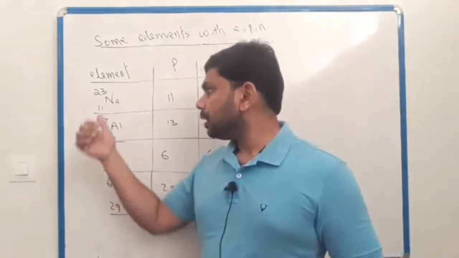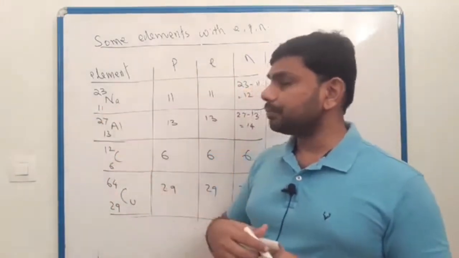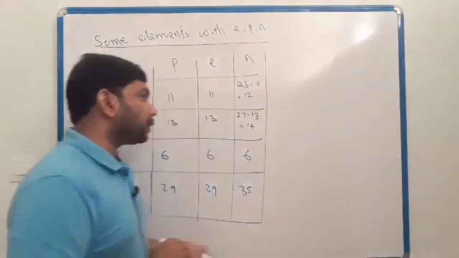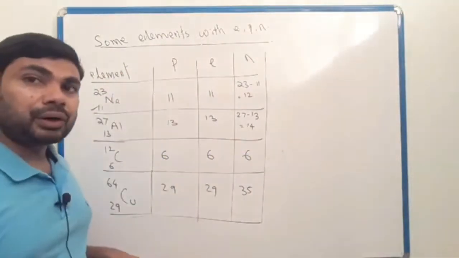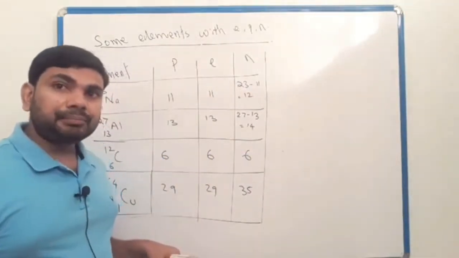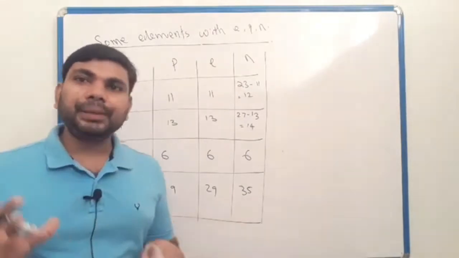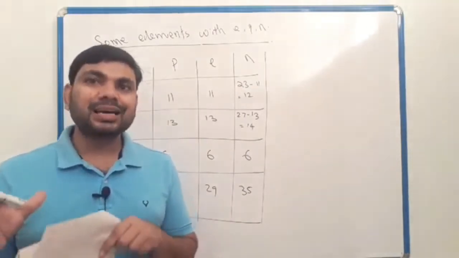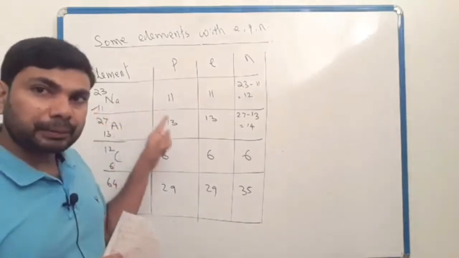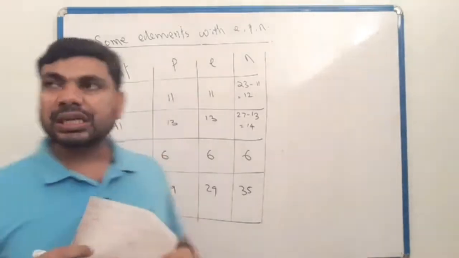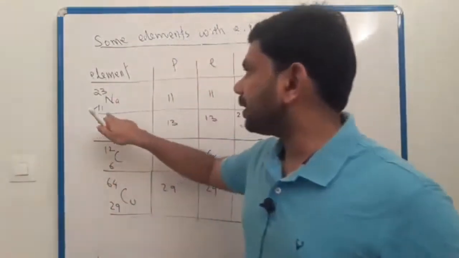Clear? So see here, sodium's atomic number is 11. I told you before, atomic number 11 means the atomic number is equal to the number of electrons and protons. Atomic number 11 means 11 electrons, 11 protons. So see here, sodium atomic number 11.